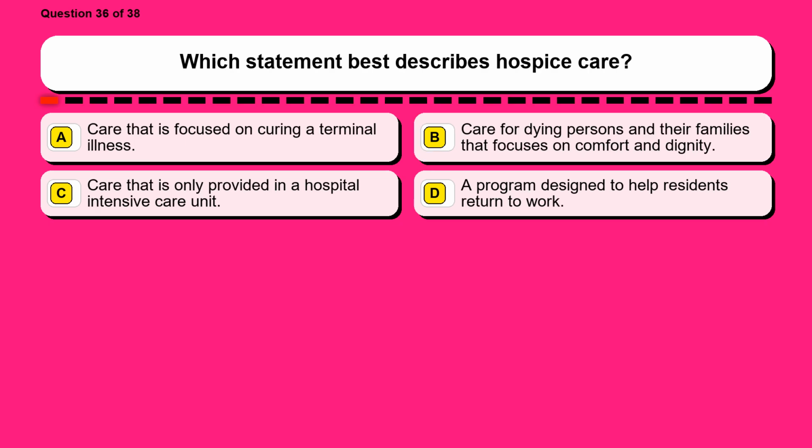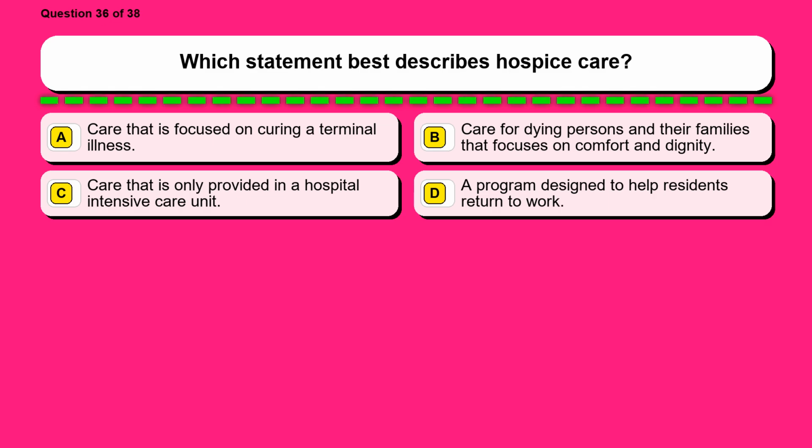Question 36. Which statement best describes hospice care? Option A. Care that is focused on curing a terminal illness. Option B. Care for dying persons and their families that focuses on comfort and dignity. Option C. Care that is only provided in a hospital intensive care unit. Option D. A program designed to help residents return to work.